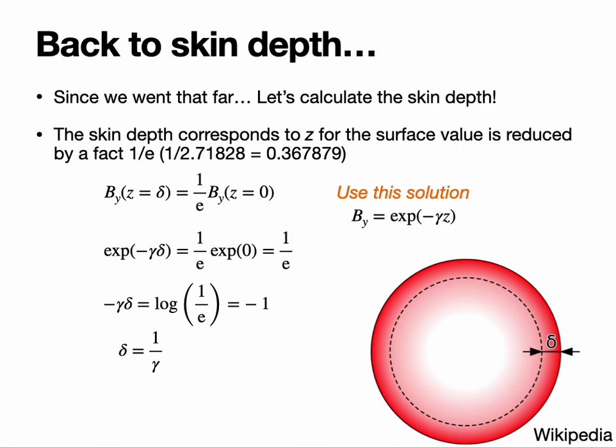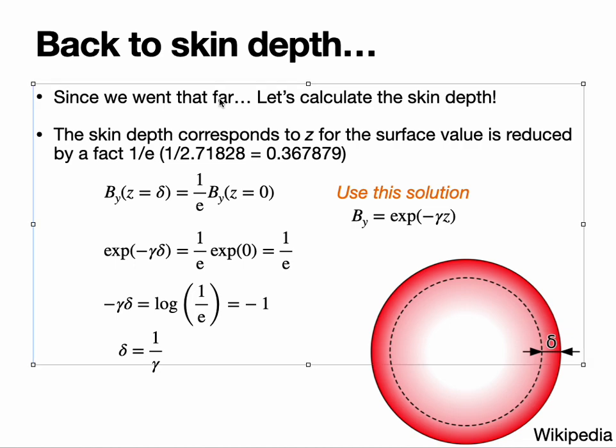So now let's go back to the skin depth. This we briefly discussed in the first part of the lecture. So the skin depth corresponds to the depth Z, for which the surface value is reduced by a factor 1 over E. So 1 over E is 1 divided by 2.71828. It makes basically 0.37, 37% of the value.